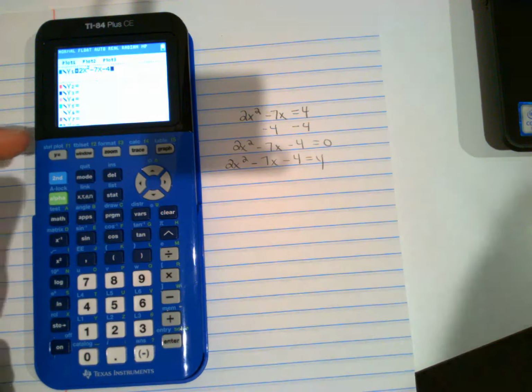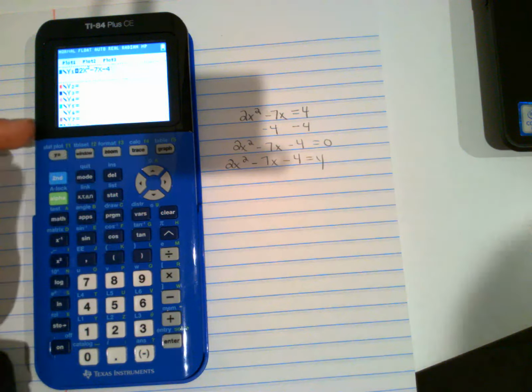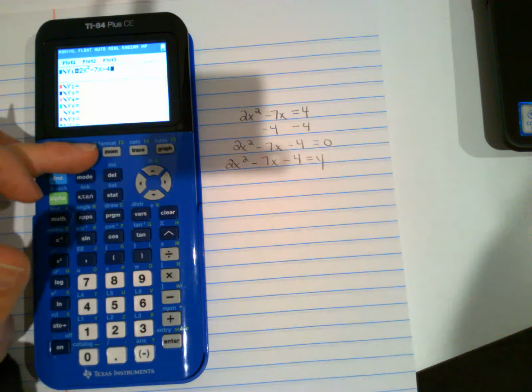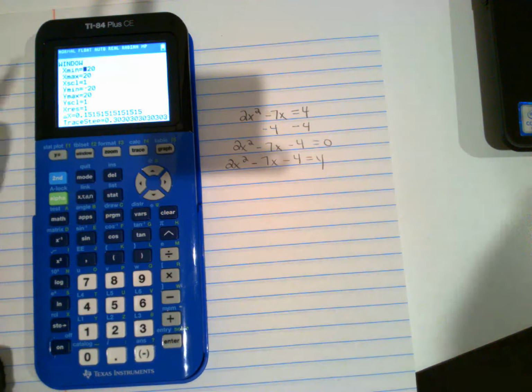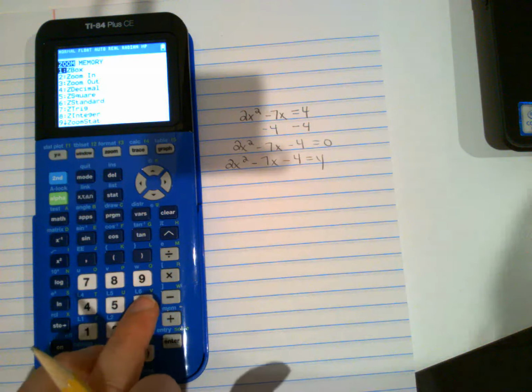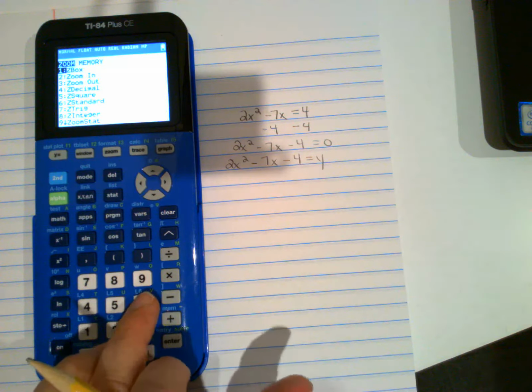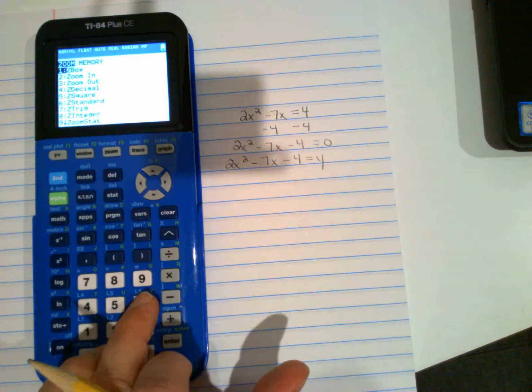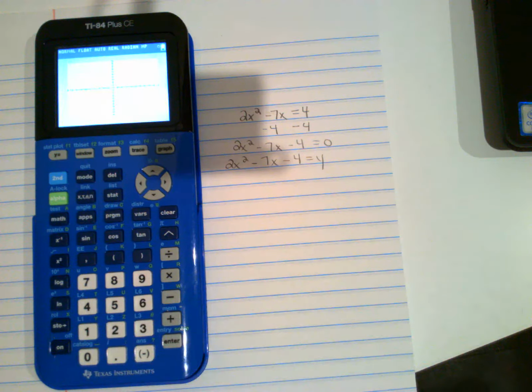Then you do want to graph this. Before you do that, you want to check your window just to see what it is. My window is a little bit different than the standard window, and I'm going to show you what the standard window is. Let me show you how to get to the standard window without typing everything in. Press zoom, and then number 6, which says ZStandard. It may be a different number on yours, but I think it's pretty consistently 6. So I did zoom 6, and it goes automatically to my graph.